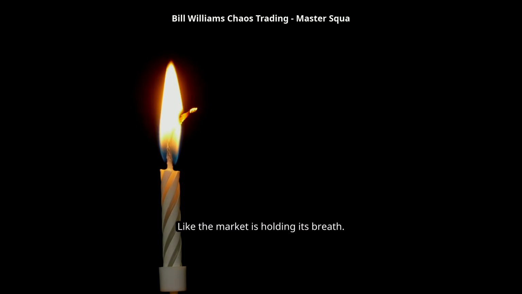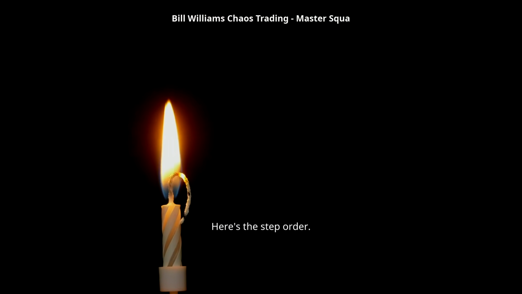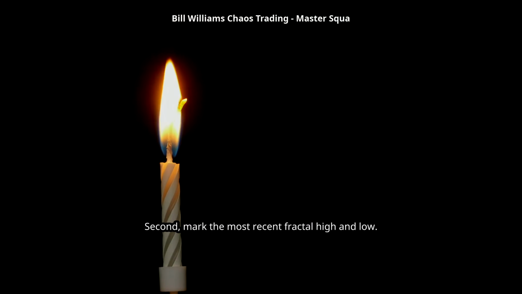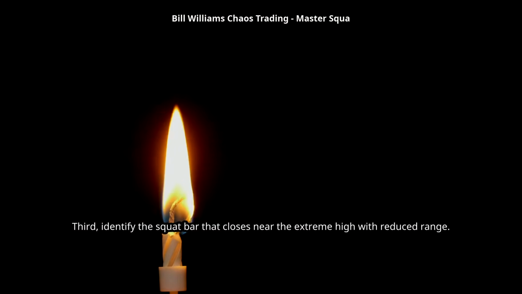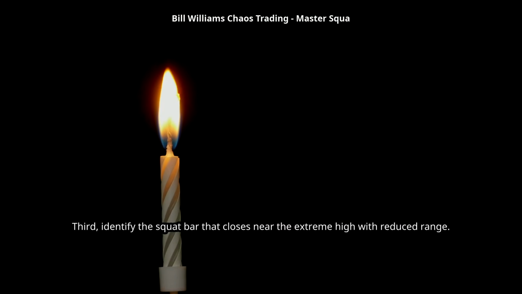Here's the step order. First, confirm the alligator structure. Second, mark the most recent fractal high and low. Third, identify the squat bar that closes near the extreme high with reduced range. Fourth, wait for the very next bar to break that extreme. If it's a selling climax, I want a bar that opens high, wicks up far, and closes in the lower half with a small body. That open high, close low is the climax signature.